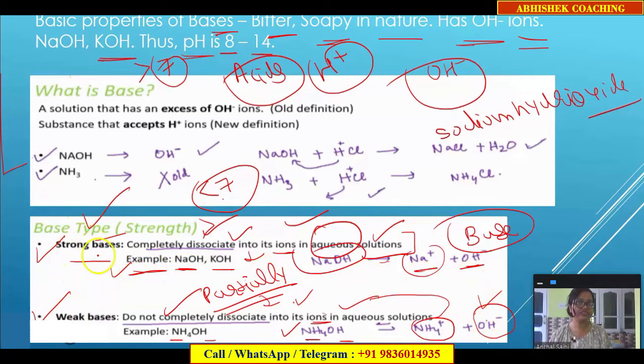Okay, so bases are what? One is the strong base, other is the weak base. So strong base completely dissociates into its ions in the aqueous solution. Examples are NaOH, KOH. Whereas weak bases are those which do not completely dissociate into their ions in the aqueous solution. Okay, so example is NH4OH, that is our ammonium hydroxide, that is an example of the weak base.